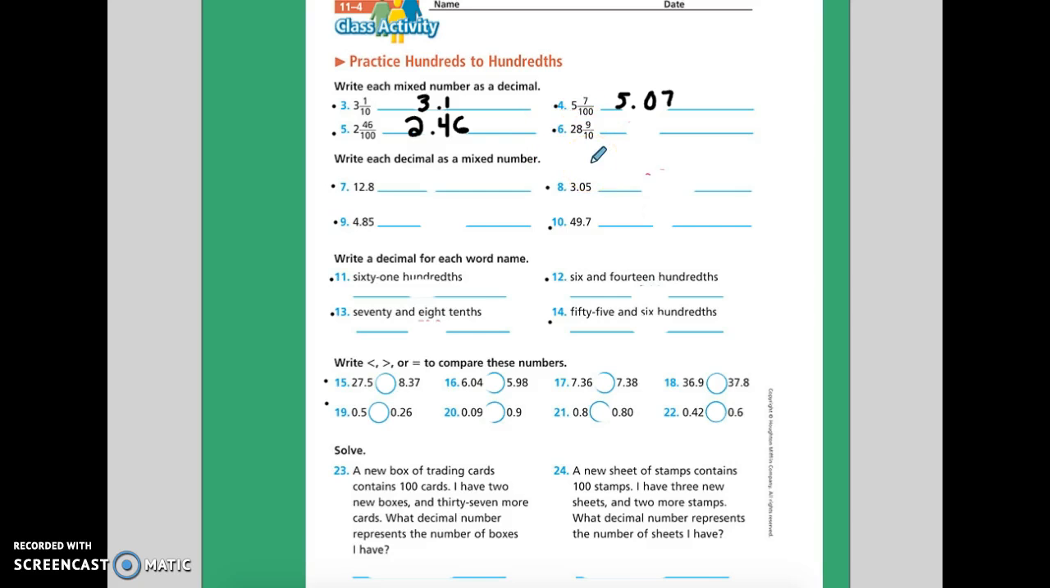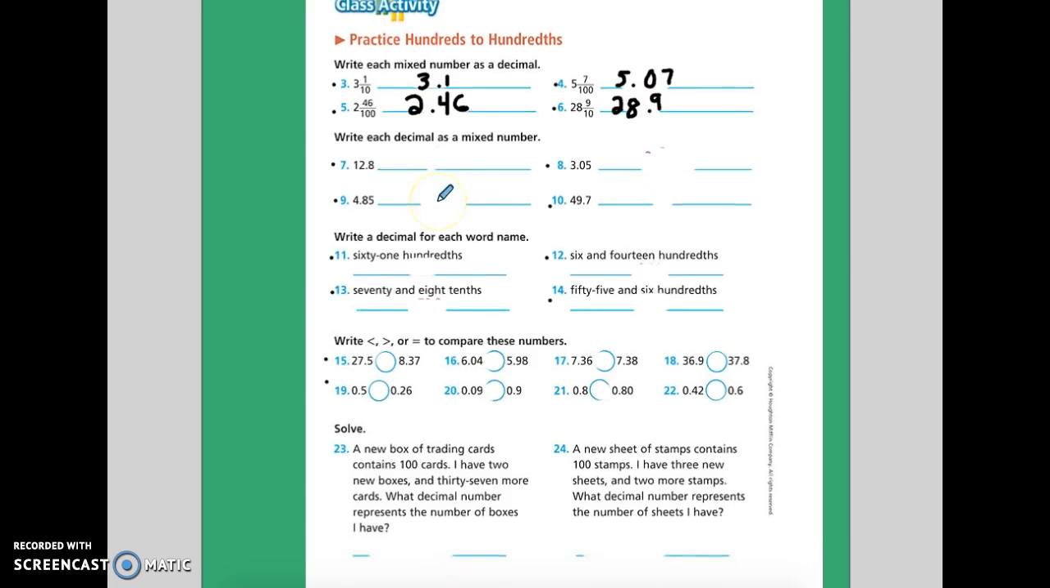28 9/10. All right, let's see what you got. So I'm going to write my 9 first. And then it's tenths. I have 1 zero, so I'm going to go over 1 spot and add my decimal point. And then I have 28 as my whole number. So I'm going to make sure and add that up in the front. So I have 28.9. All right, great work.